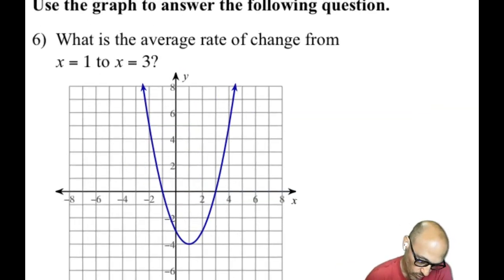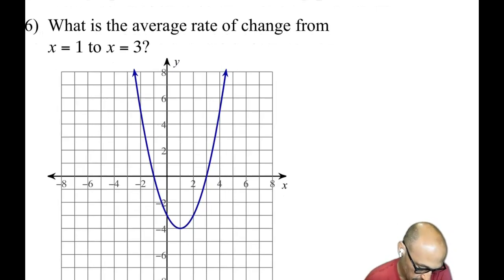All right. What's the average rate of change from x equals 1 to x equals 3? So here I'm going to do x equals 1 in green, and I'm going to do x equals 3 in orange. And so x equals 1 is right there, and so that is 1, negative 4. And x equals 3 is right there, and so that's 3, 0.